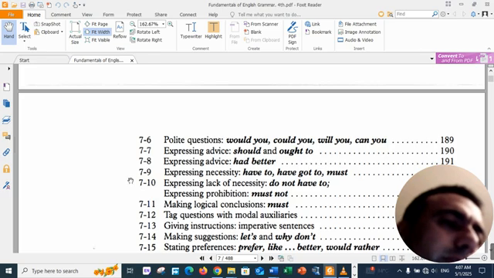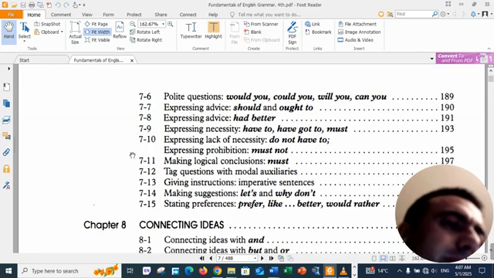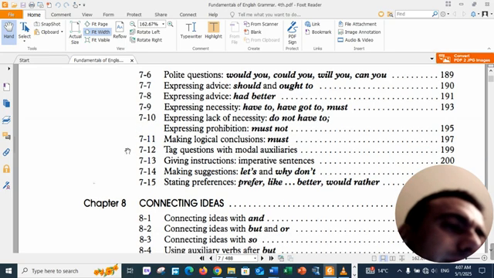7-6, polite questions. Would you, could you, will you, can you. 7-7, expressing advice. Should and ought to. 7-8, expressing advice. Had better. 7-9, expressing necessity. Have to, have got to, must. 7-10, expressing lack of necessity.